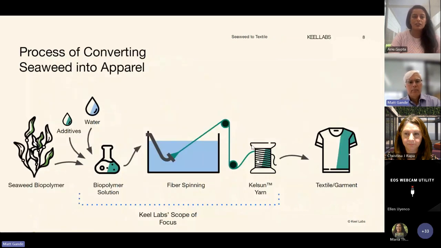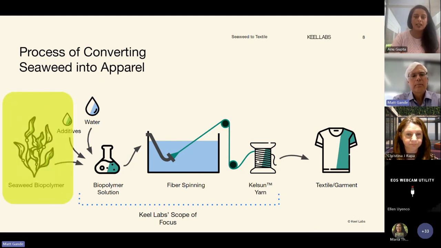Next slide, please. So we'll talk about the process of converting seaweed to apparel, and Matt will talk about each section separately, starting with seaweed as a biopolymer, the process we go through, and then how we convert it into textiles. So Matt, over to you.